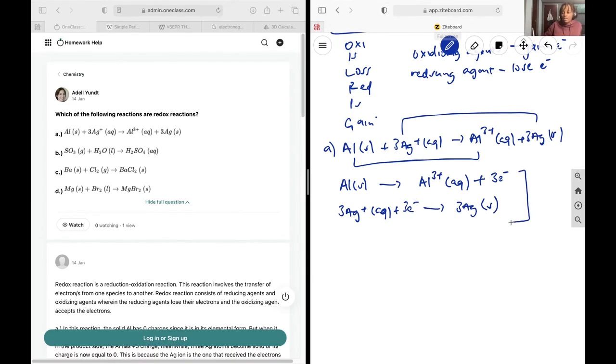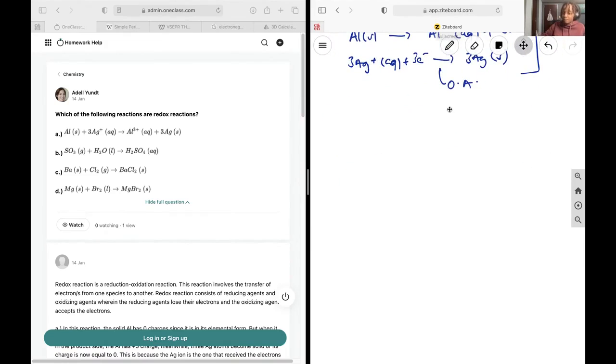And so we can see that there has been a transfer of electrons. Aluminum lost electrons, so aluminum was our reducing agent. And silver gained electrons, so silver was our oxidizing agent. And so A qualifies as a redox reaction. Next up, let's check out B.